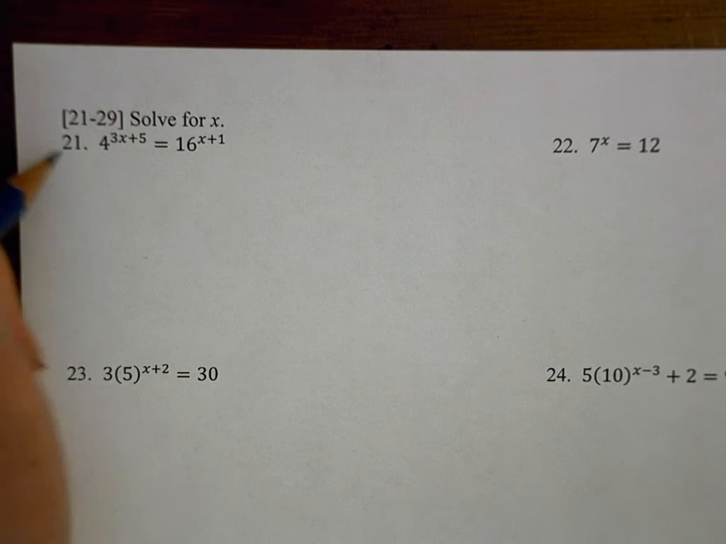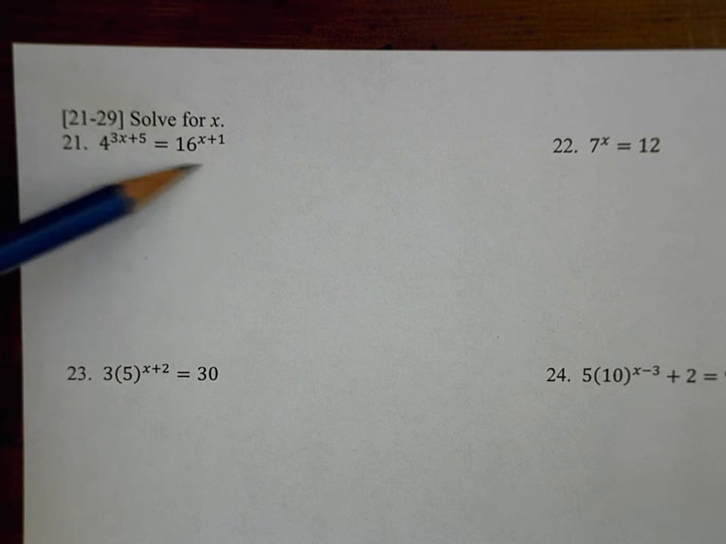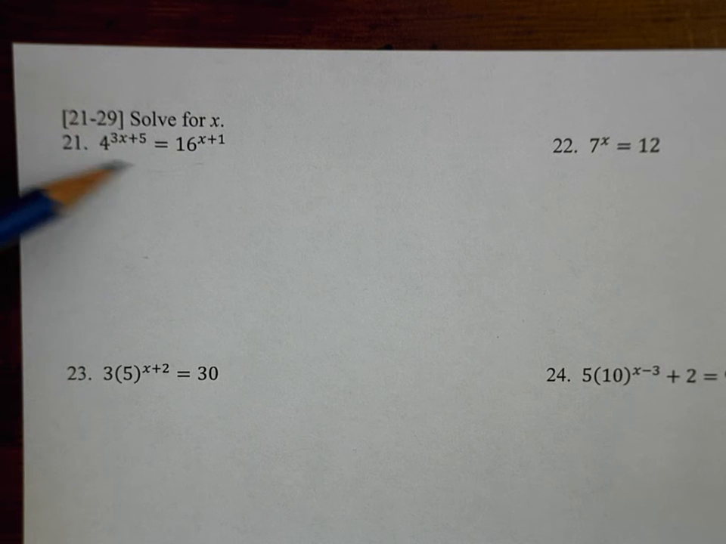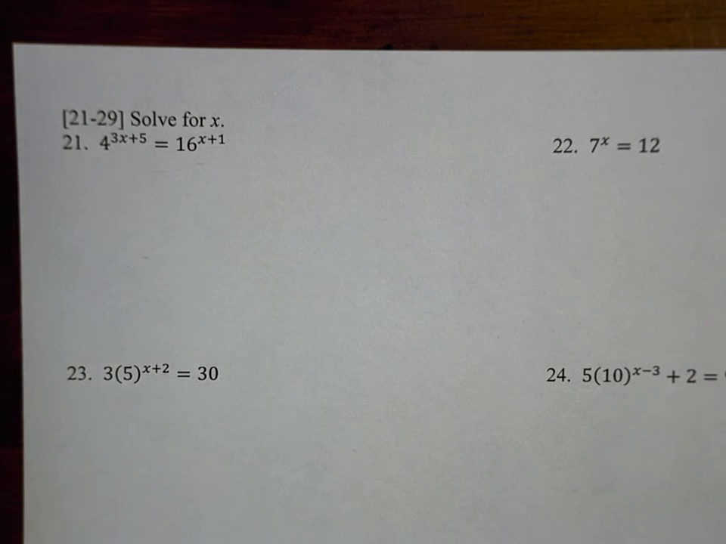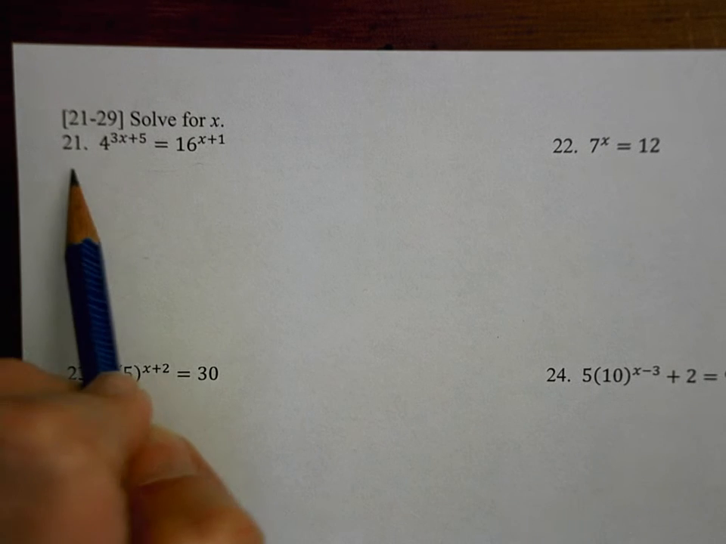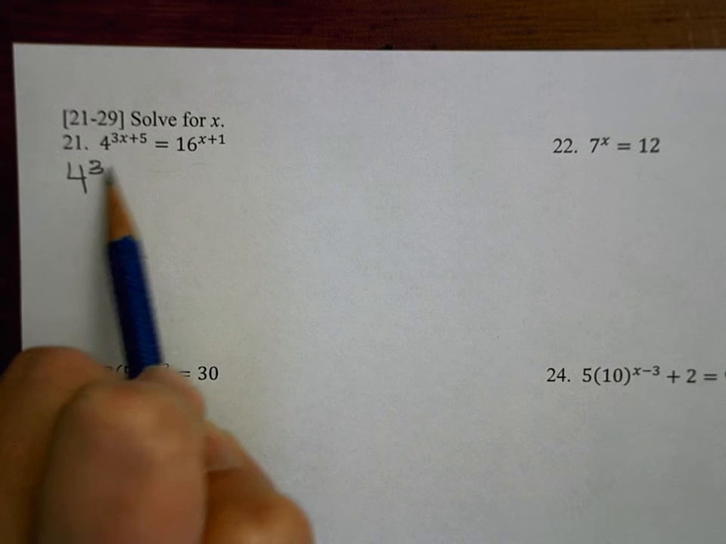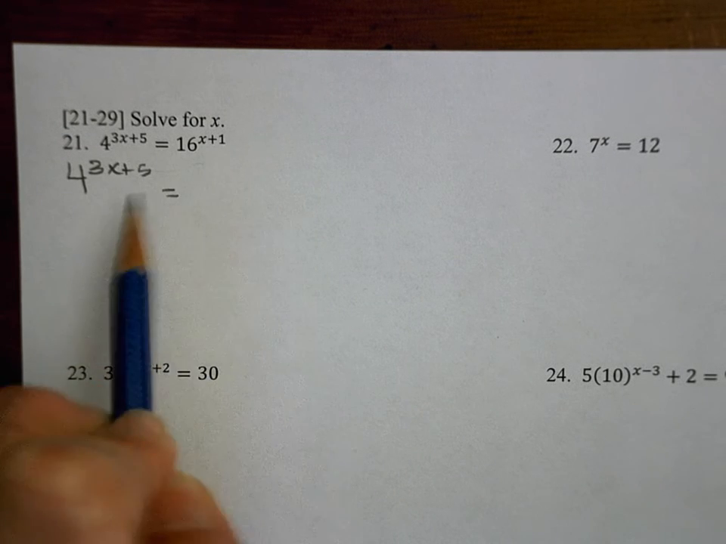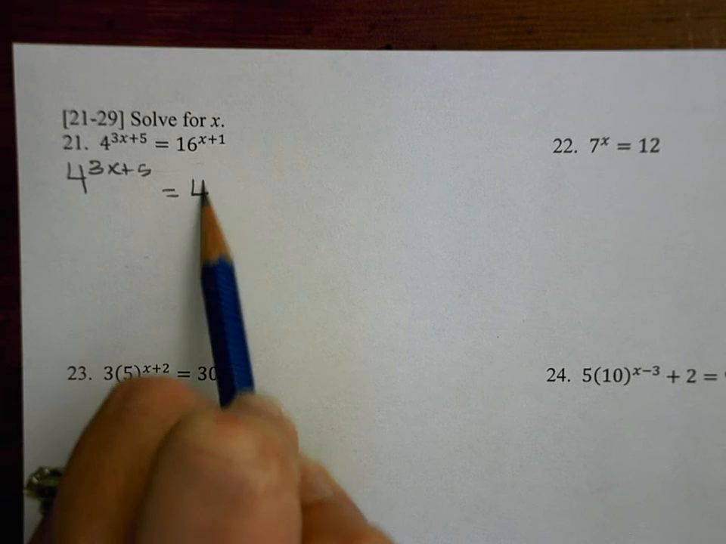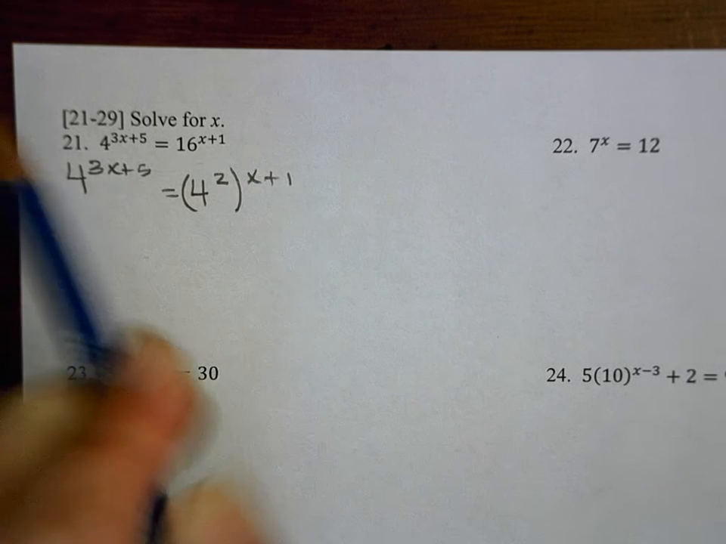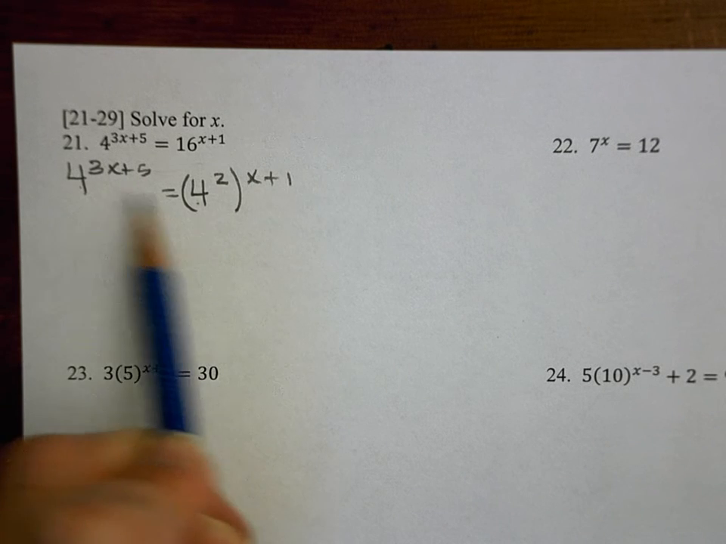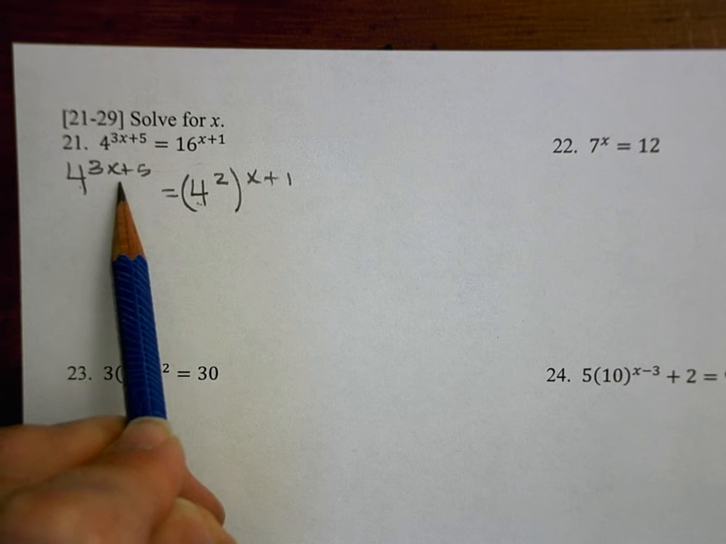So for 21, I want to get a common base here. So I can get 4 and 16 both down to either base 2 or base 4. It really doesn't matter which one I use. So I'm going to go ahead and just bring them to base 4 since this is already to base 4. So this would be 4 to the power of 3x plus 5. And then I want to rewrite 16 as 4 squared, and then that is to the power of x plus 1.